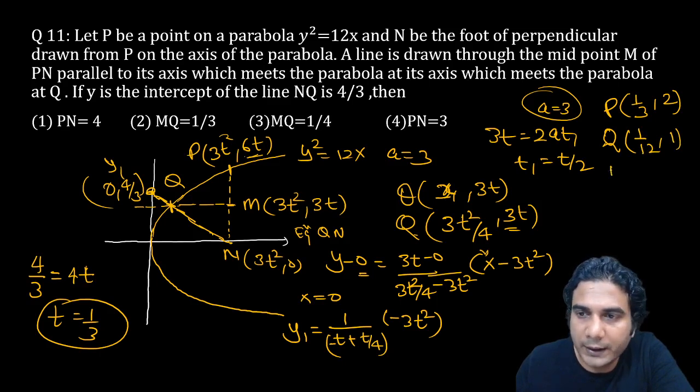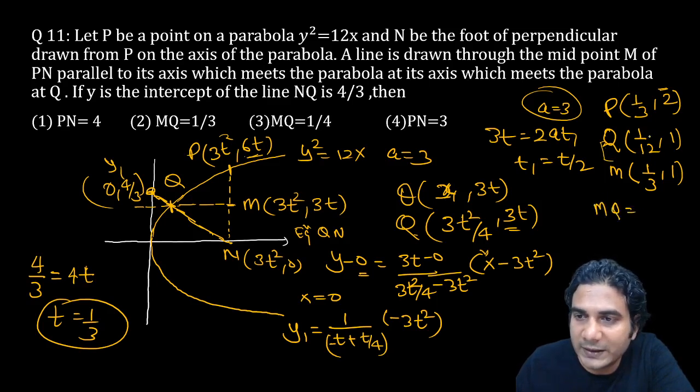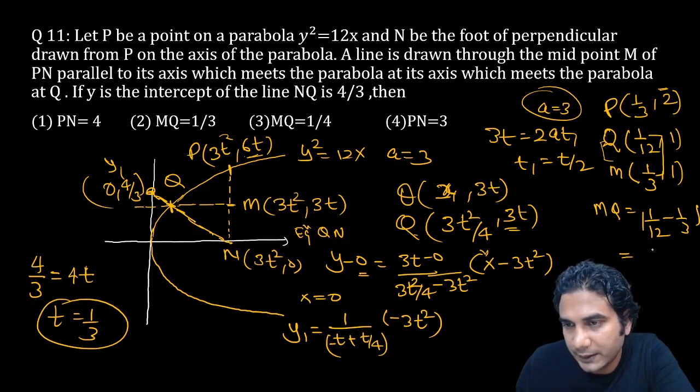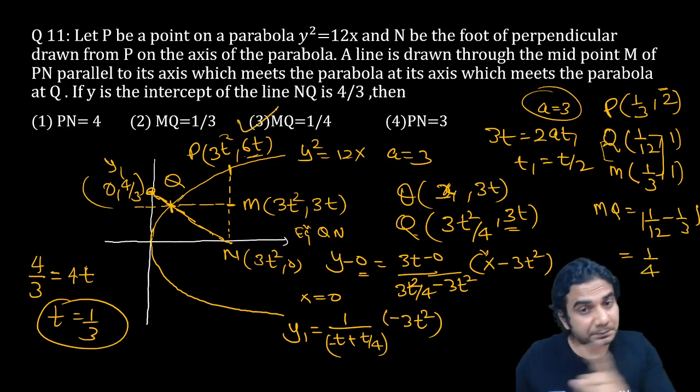And you can also write the coordinates of point M. The x coordinate will be the same as that of P, and the y coordinate will be half, so it is 1. Now PN you need to find, so PN is nothing but 2, so that is not true. MQ is given in 2 options, so MQ you need to find. MQ is basically the difference of these 2 coordinates, so that is 1 by 12 minus 1 by 3. If you take this difference, 3 by 12 is 1 by 4. So yes, MQ is 1 by 4. That is the correct option.